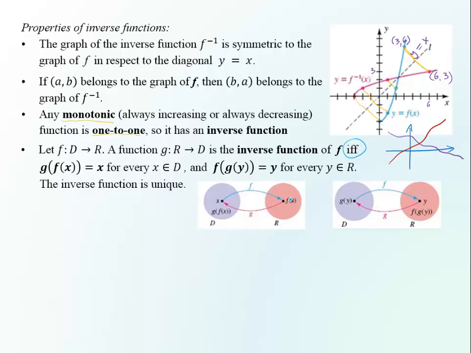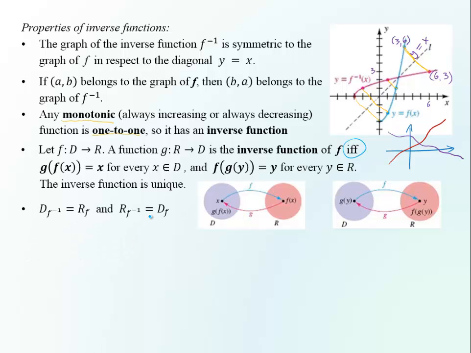So we have these two diagrams as I mentioned before. x can be transported by f to f of x and then go back by g to x. And that happens for every single x from the domain. Also, if I start with g from any point of the range, transport it to g of y, and apply f, it brings it back to y.